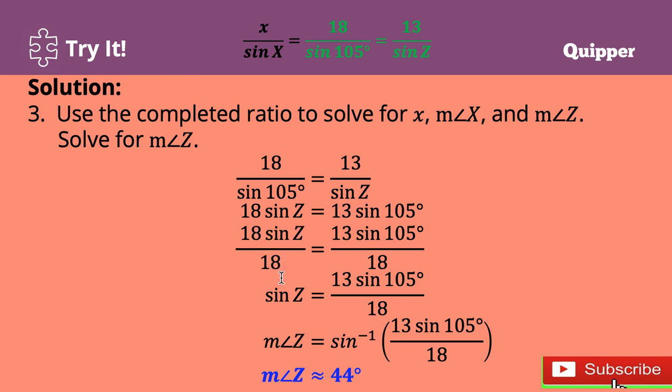18 divided by 18 is just 1, and 1 times sine z is just sine z. And then on the right side, we have 13 sine 105 degrees over 18. Using your calculator to solve for angle z, we need to find the sine inverse of 13 sine 105 degrees over 18. And that is, measure of angle z is approximately 44 degrees.